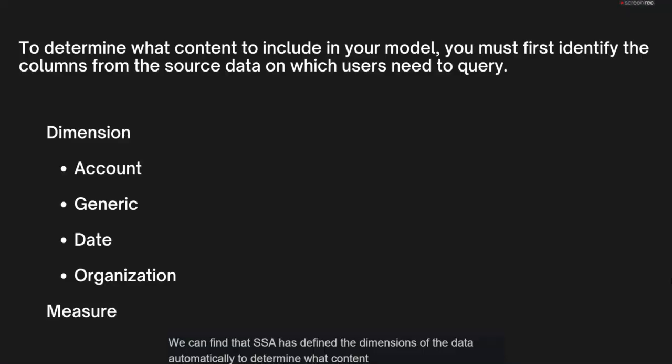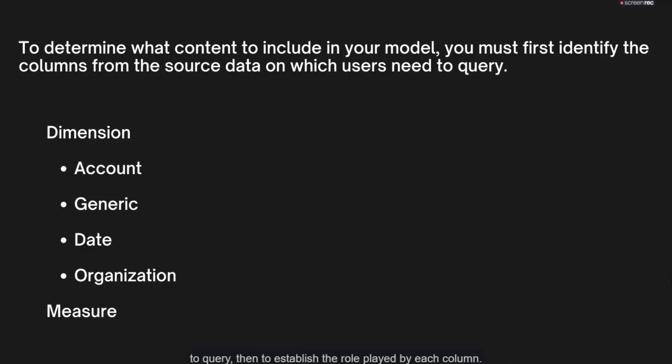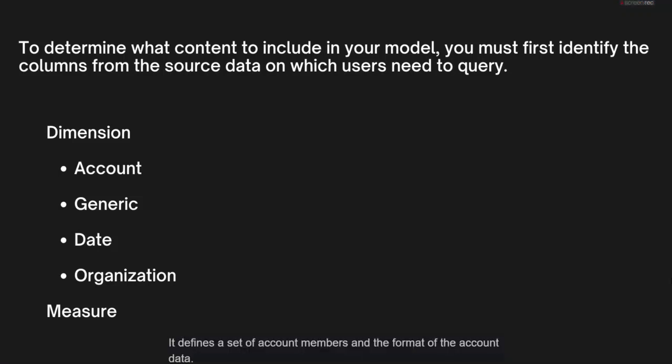To determine what content to include in your model, you must first identify the columns from the source data on which users need to query. Then, to establish the role played by each column, identify whether it's a dimension or a measure. The most fundamental dimension is account dimension. It defines the set of account members and the format of the account data. In SAC, when we create a data model, the basic columns like member ID, description and account type, and a set of technical properties will be automatically added into account dimension.